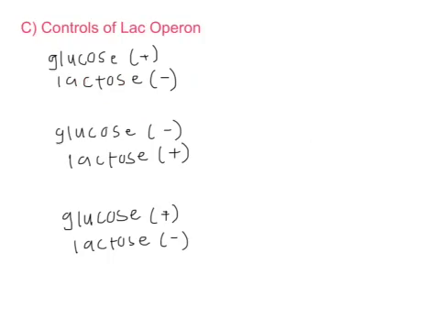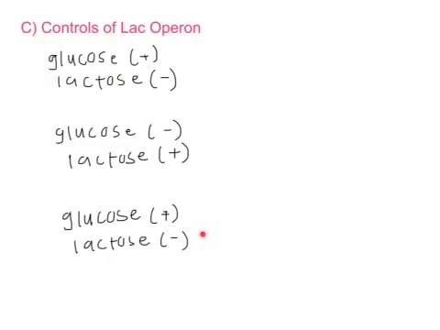Now we're going to talk about controls of the Lac Operon. So when glucose is present and lactose is absent, there's going to be no transcription because there's no CAP-cAMP complex and the repressor binds to the operator. When glucose is absent and lactose is present, the transcription will be on because the repressor cannot bind to the operator and the CAP-cAMP complex is available.